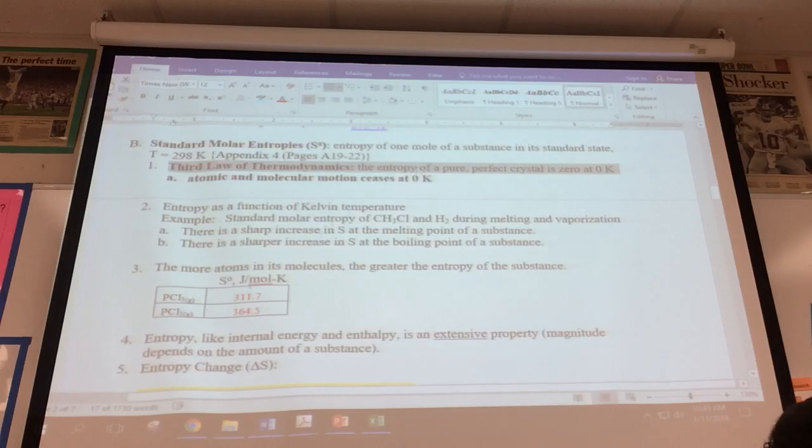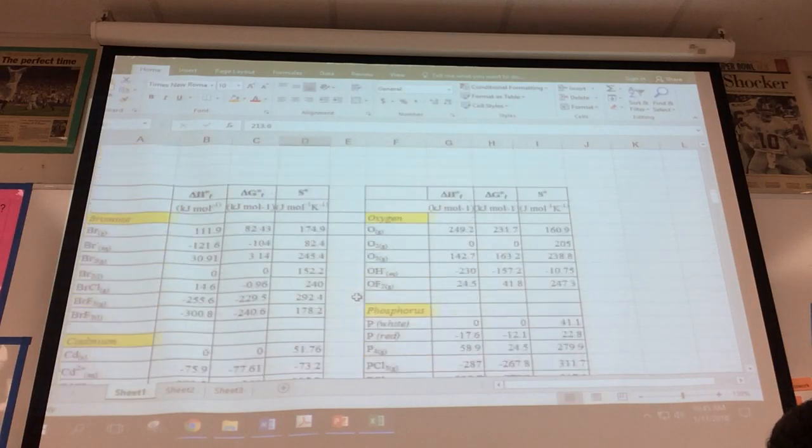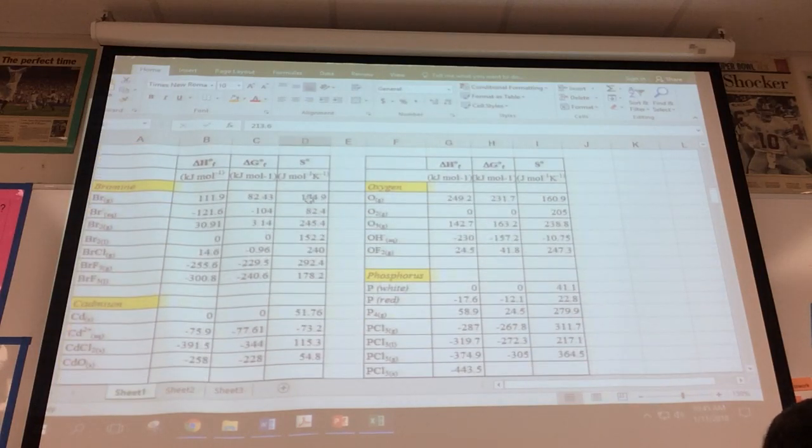One thing I want you to see, because I don't want you to make the assumption, if we look at entropy values, whereas delta H of formation for diatomic elements as well as elements in their standard state is 0, the entropies are not 0. So if they ask you to calculate the entropy of oxygen gas, it's not 0. Be careful.